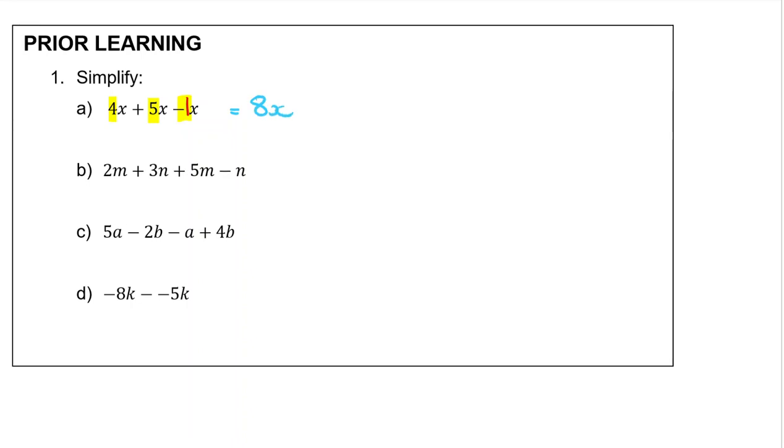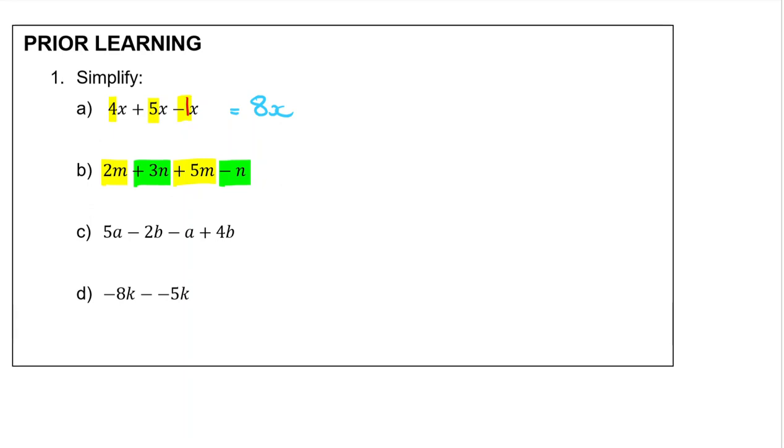In the second one, though, you'll see that we have different letters. I have a 2m. And here's another m, so those ones are like terms. But then these ones, there's a 3n and n. So we have two different types of terms. Now we're going to use the ones that are colored the same to collect up.